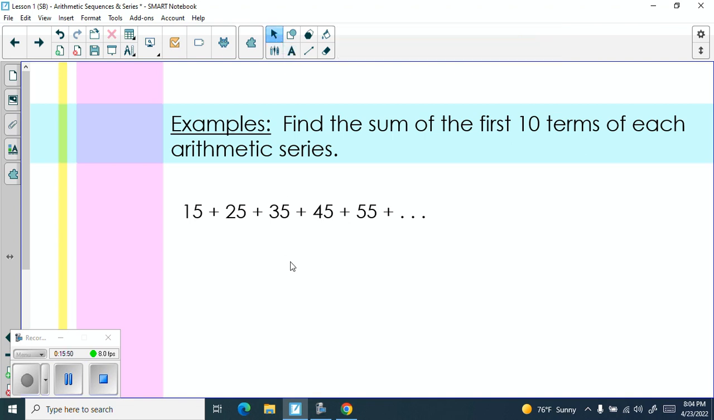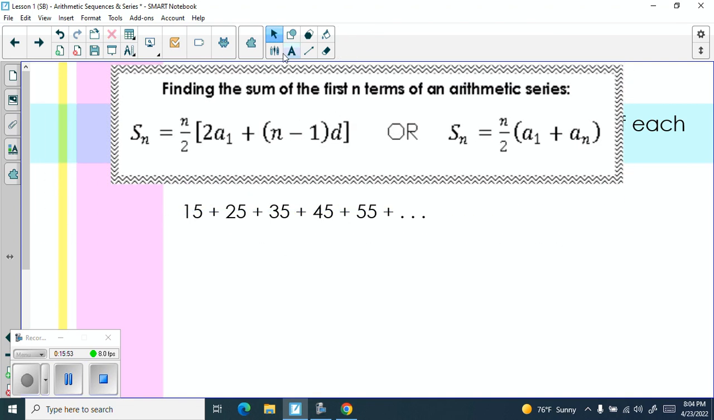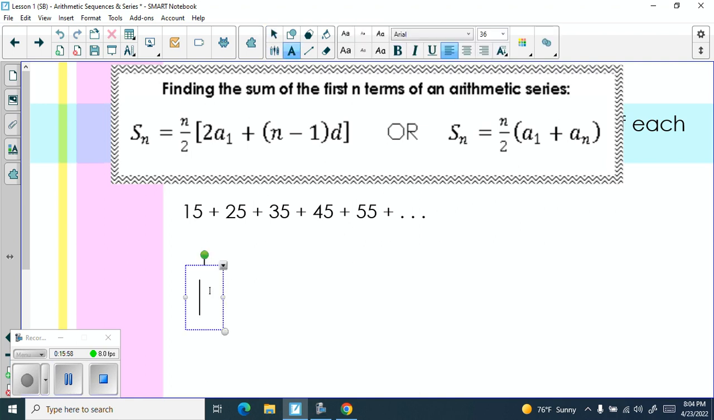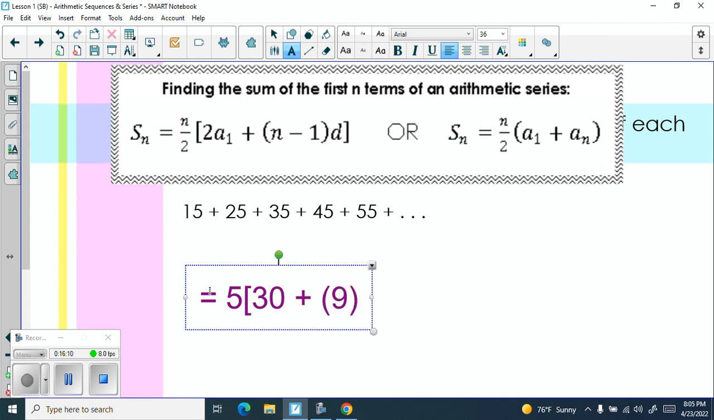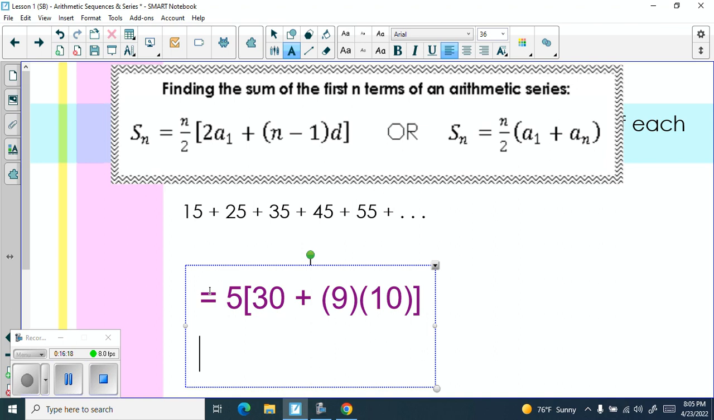So for our next one, we are increasing each time by 10. So again, we're going to find the first 10 terms. So I already know 10 divided by 2 is 5, so I'm just going to put that there. 2 times my first term, 2 times 15 is 30. I'll put that there. 10 minus 1 we know is 9. Okay, and our common difference here is 10. So 9 times 10 is 90, plus 30 is 120. So now I just need to do 5 times 120, which should get me 600.